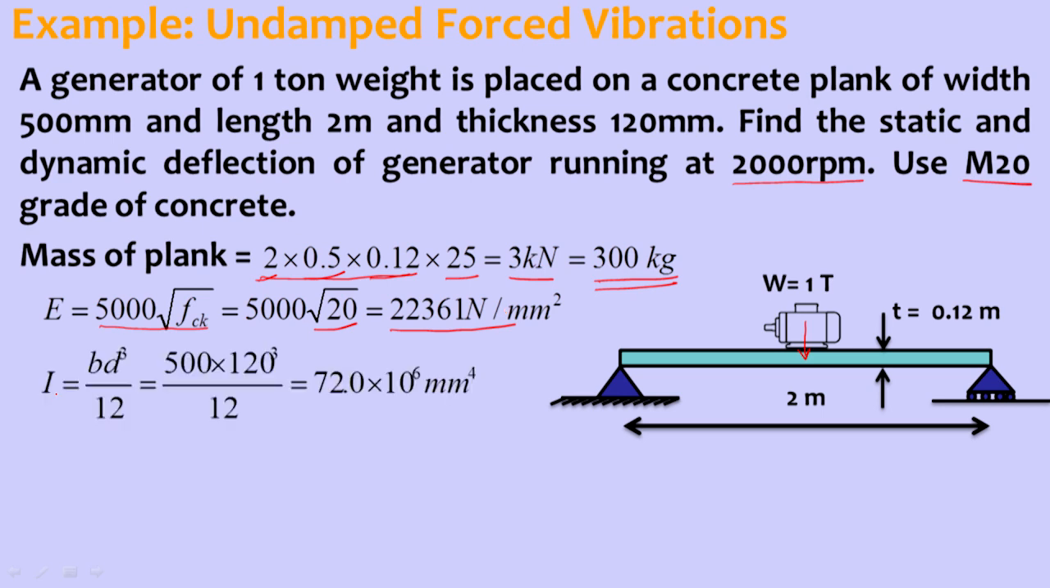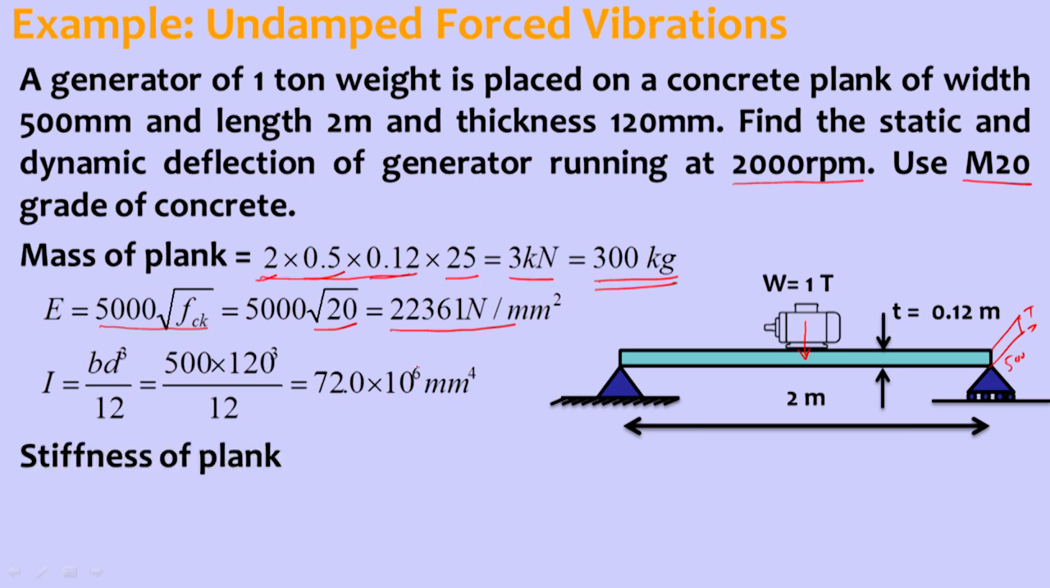Then we find out the moment of inertia. That is BD cube by 12. B is the width of the plank, as you can see on the other side, this one, the width of the plank is 500, and then the thickness is this. D is 120 mm thick, so BD cube by 12 is 72 into 10 to the power of 6 millimeter power 4.